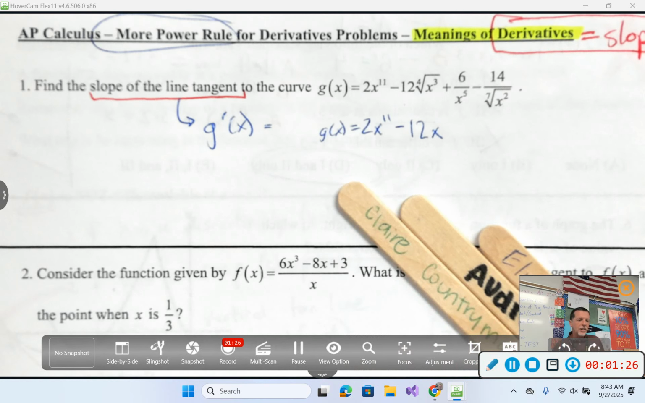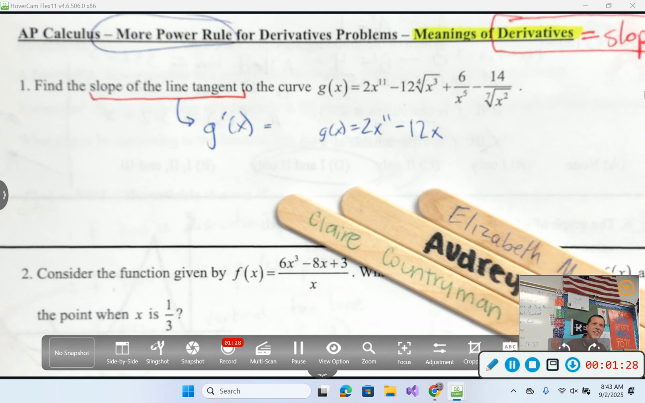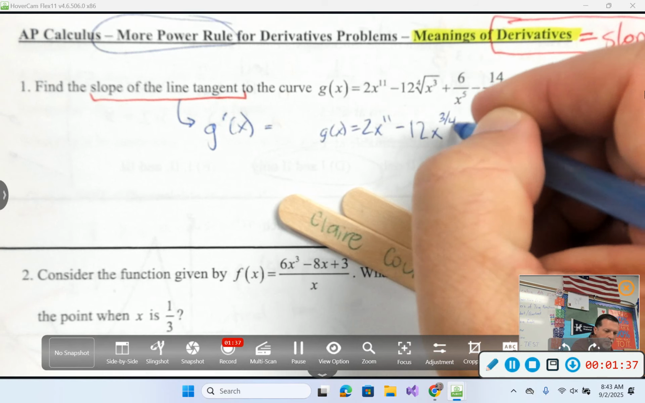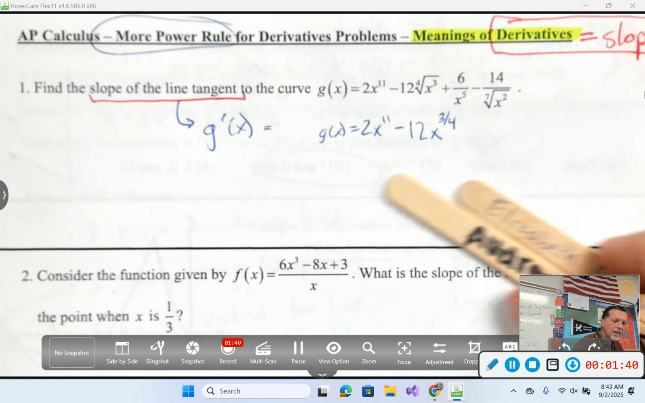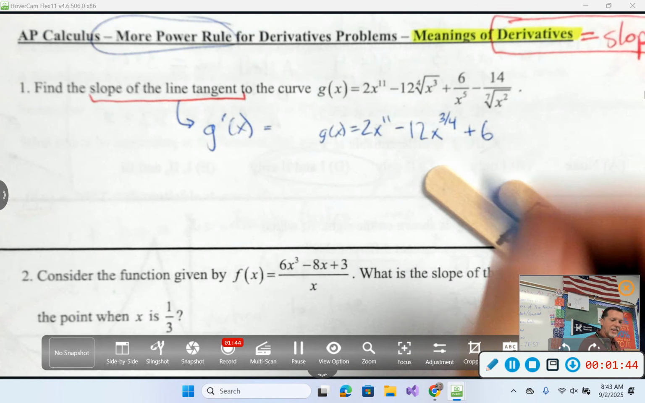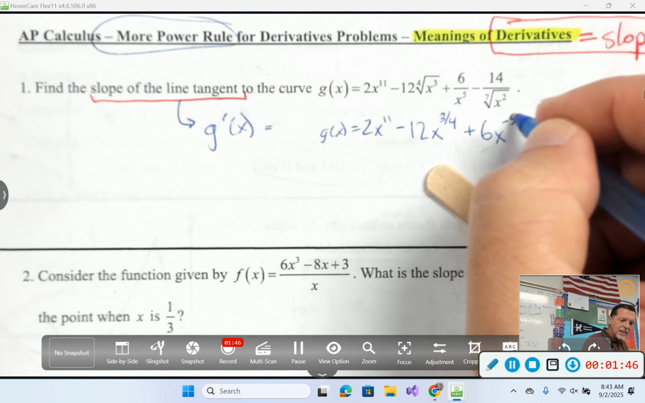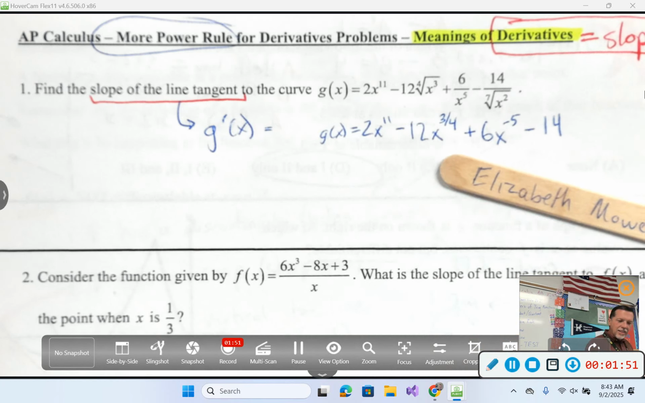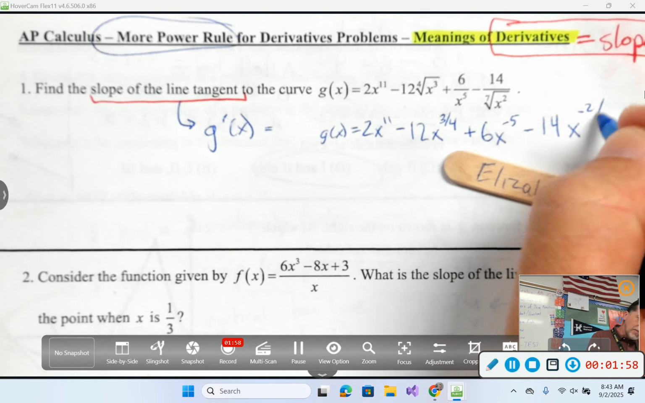How could I rewrite the fourth root of x cubed? 12x to the 3/4. Got it. Audrey, how about 6 over x to the 5th? Is it x to the negative 5th? It is. And then Elizabeth, how about 1 over the 7th root of x squared? X to the negative 2/7. Good.